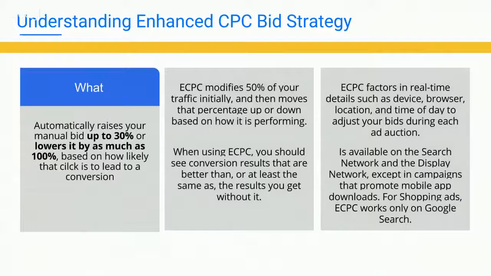So if you have a $1 bid set, for example, that would raise it up to potentially $1.30, 30 cents above that maximum. Or it could lower it by as much as 100%, so it might not bid at all. So you might be seeing some lower bids there as well. If the system thinks this user isn't somebody who's likely to convert based on our past performance, we're going to bid lower and not waste the money on them if they click. So again, it's going to be using that historical data.